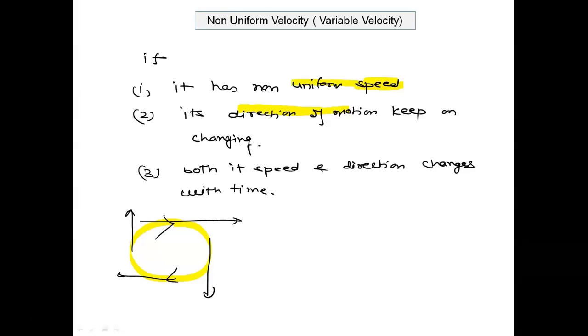And third, we can say both its speed, meaning magnitude, and direction change with time. A lot of examples: a car moving on a crowded road is an example of this.